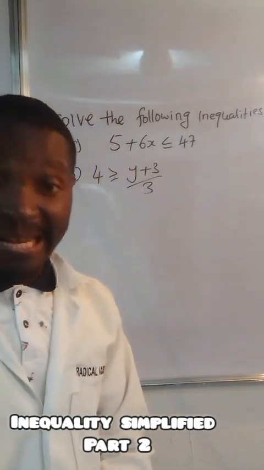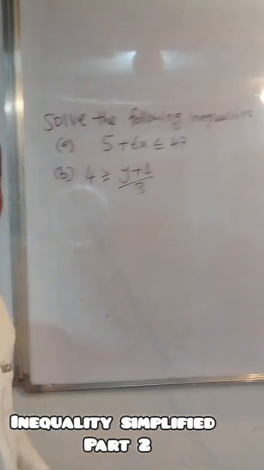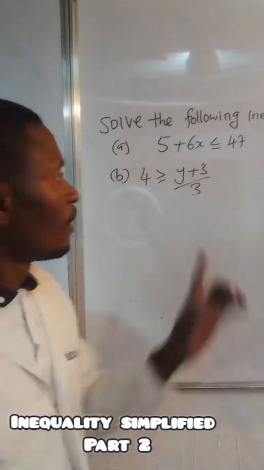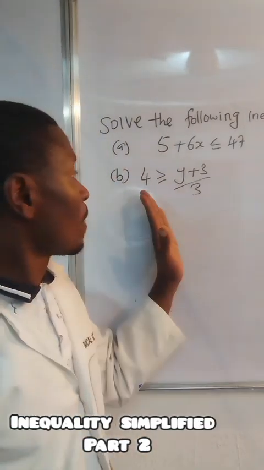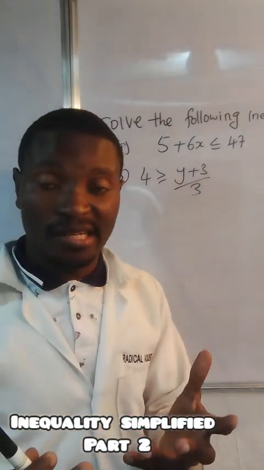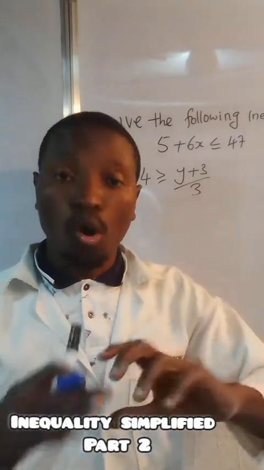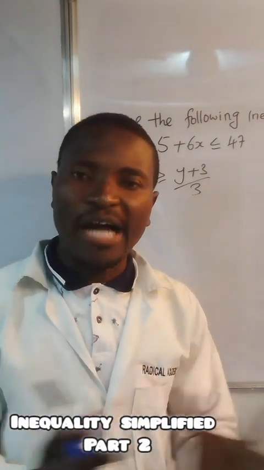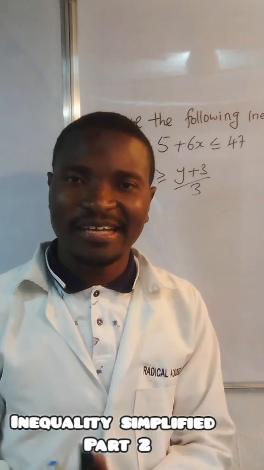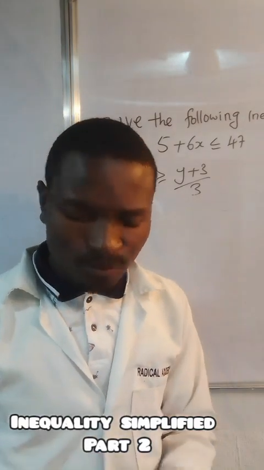So now let us solve this one. Okay, so 4 is greater than or equal to (y plus 3) over 3. So how do we approach that one? How are we supposed to do that?